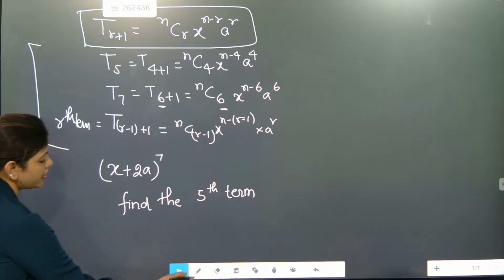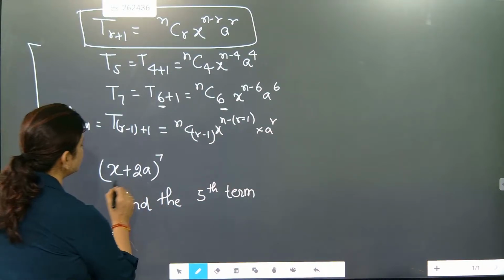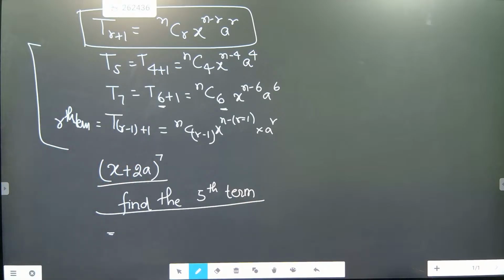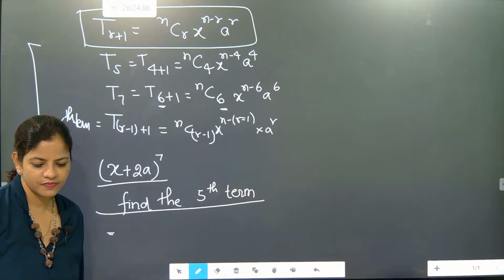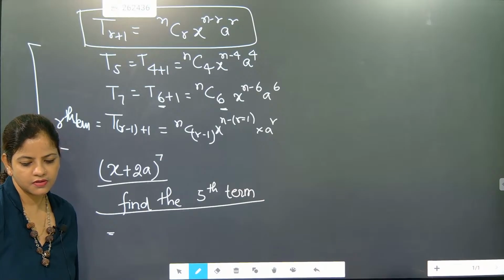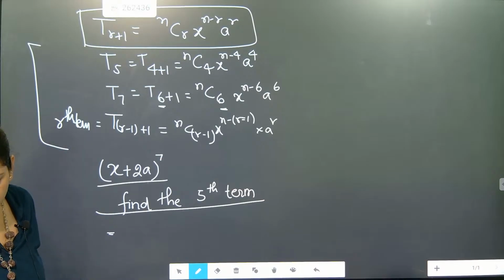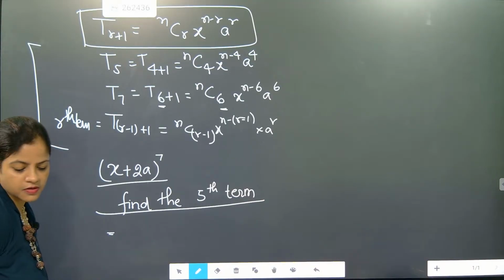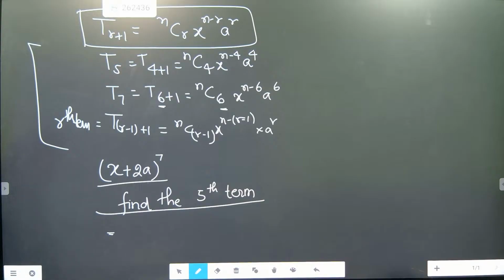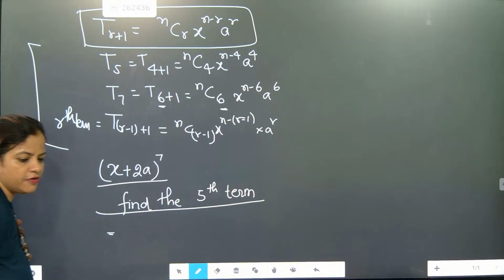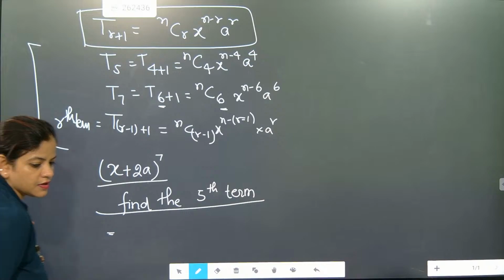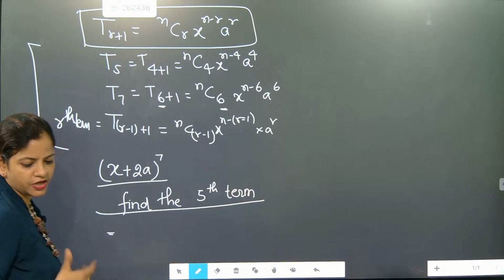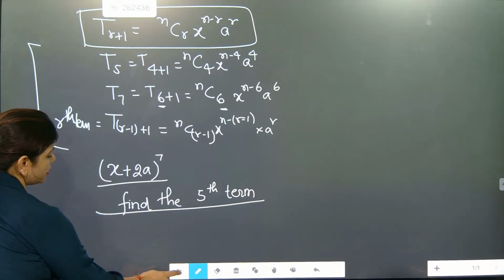So this is exactly, now say the term, Gagan, you have already studied this now. X plus 2a to the power 7. Find the fifth term. Let's write the fifth term, beta. So if somebody asks you what the fifth term is, what answer are you going to write?